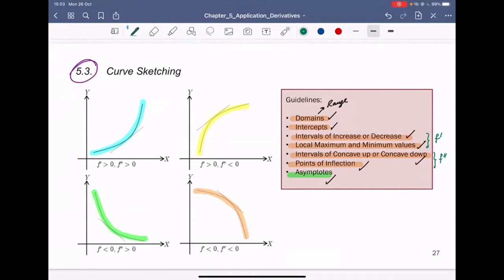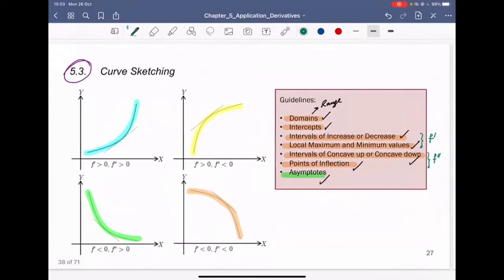In order to plot the graph, you also need the second derivative, because you can see on what interval the function is concave up or concave down by looking at the second derivative. And also the last one, you need asymptotes. Well, because asymptotes are gonna tell you the behavior when x goes to plus or minus infinity.